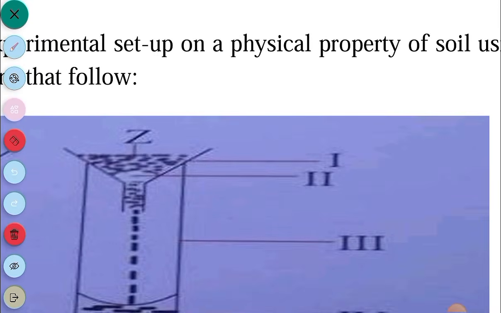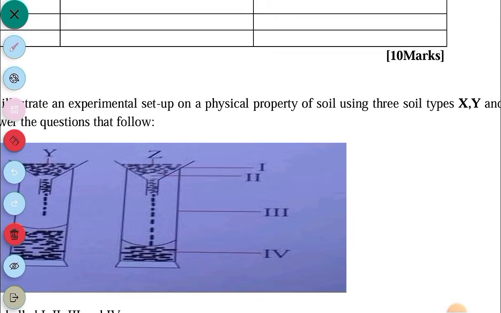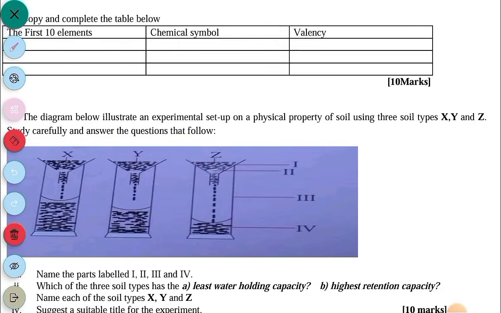And then II is the cotton wool, which is put at the neck of the funnel. Then III is a measuring cylinder. Then IV is the water that drained through the soil, which passed through the cotton to the measuring cylinder. So we zoom out.